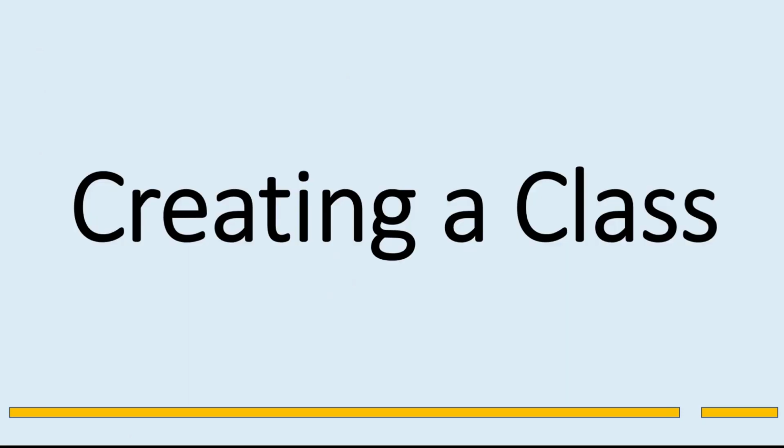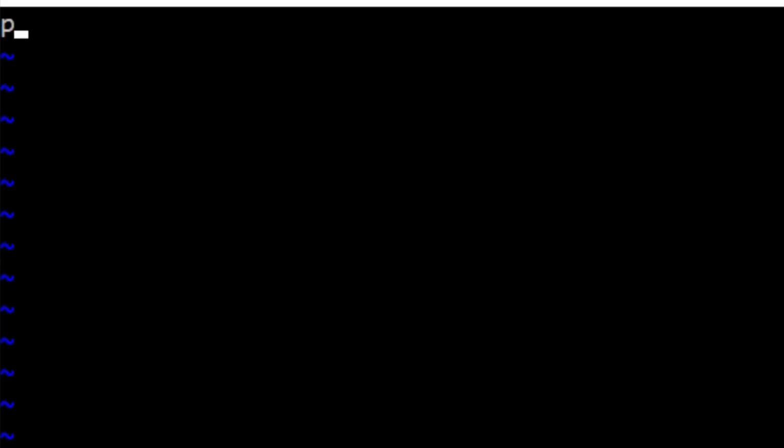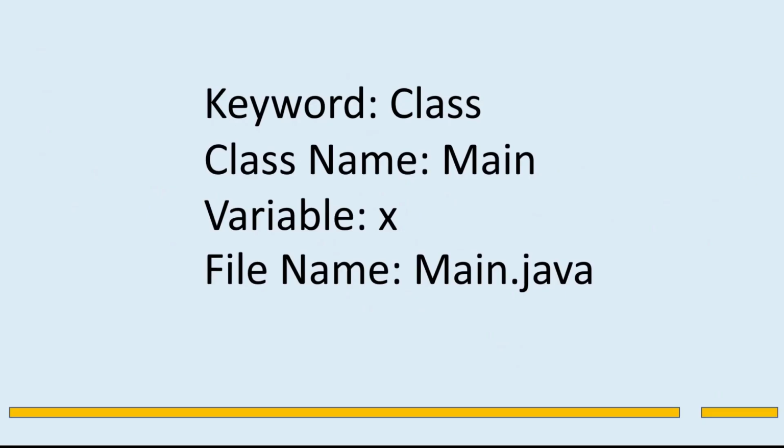Creating a class. To create a class, use the keyword class. Let's say we want to have a class named Main with variable x and assign it a value of 5. We can write this: public class Main, int x = 5. Take note that a class should always start with an uppercase first letter, and the name of the Java file should match the class name. In this case, the file will be named Main.java.